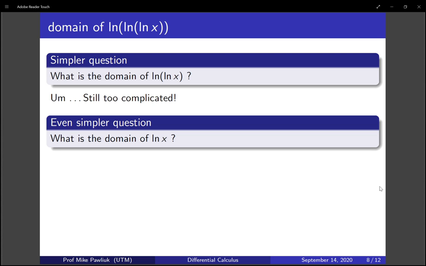So let's answer the question, what's the domain of log of x? Here's a picture of log of x, and we want to know what values of x are we allowed to input. Well, it's any x that's positive. So you might answer, it's the interval open 0 to infinity. That's the domain of log of x.